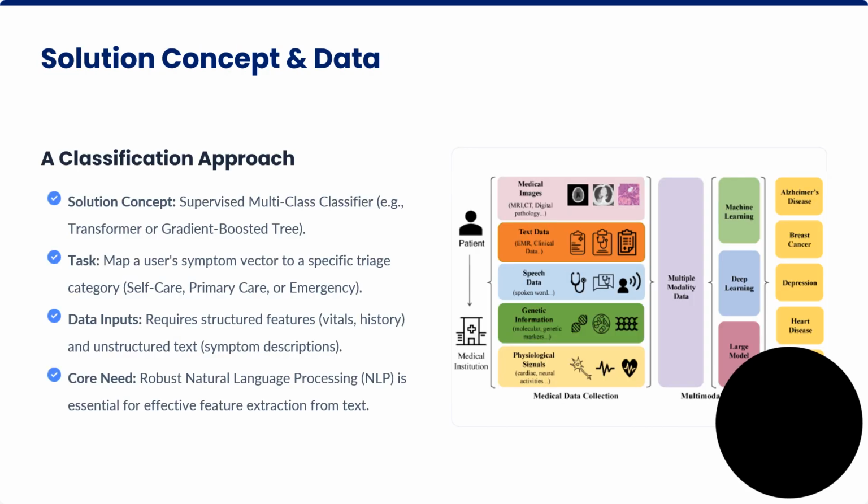Our solution concept is a supervised multi-class classifier, likely using a transformer or gradient boosted tree to map a user's symptom vector to a triage category, for example, self-care, primary care, or emergency care. The data is comprised of structured feature inputs, such as patient vitals and pre-existing conditions, and unstructured text inputs, where they would put in their symptom descriptions, which requires natural language processing for feature extraction.